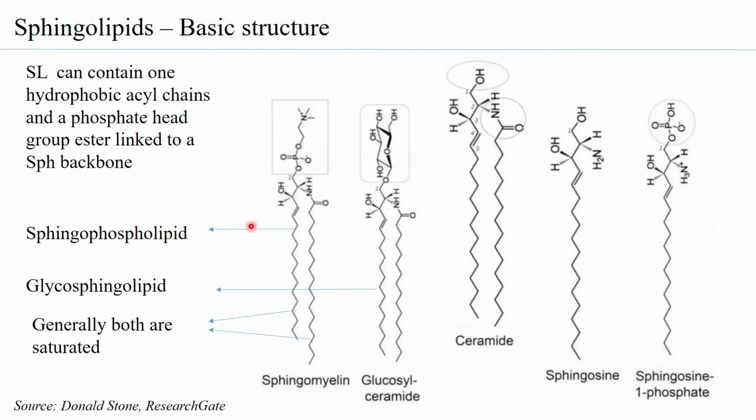Now, generally what has been observed is that whether it is a sphingophospholipid or a glycosphingolipid, you would find that both the chains, this acyl chain as well as this acyl chain, are saturated. So you will not really find a kink or a bend in this because of the absence of cis double bonds. So this is something that is important to note.